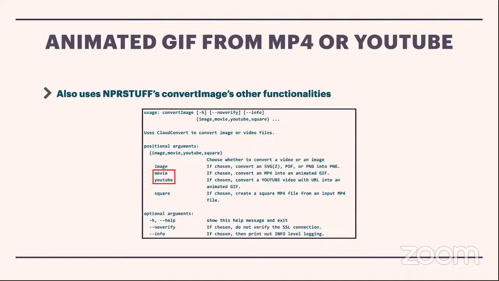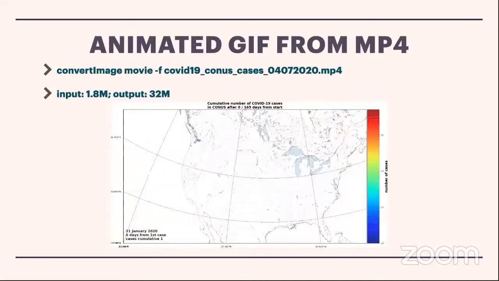It's actually one of the Python CLI executables in NPR stuff. And here are some of them, movie and YouTube are the ones that do the thing. The YouTube one takes a YouTube clip, downloads it with YouTube DL, and creates the GIF. But I'm just going to show the creation from the MP4 file.